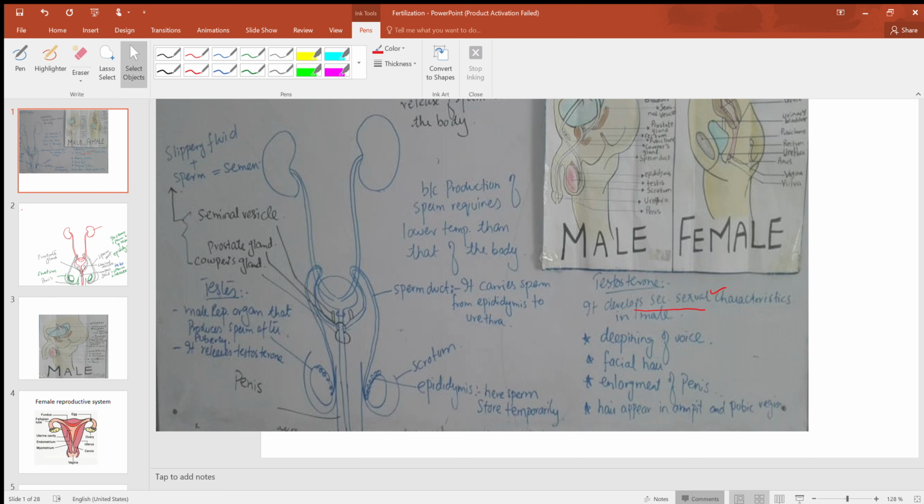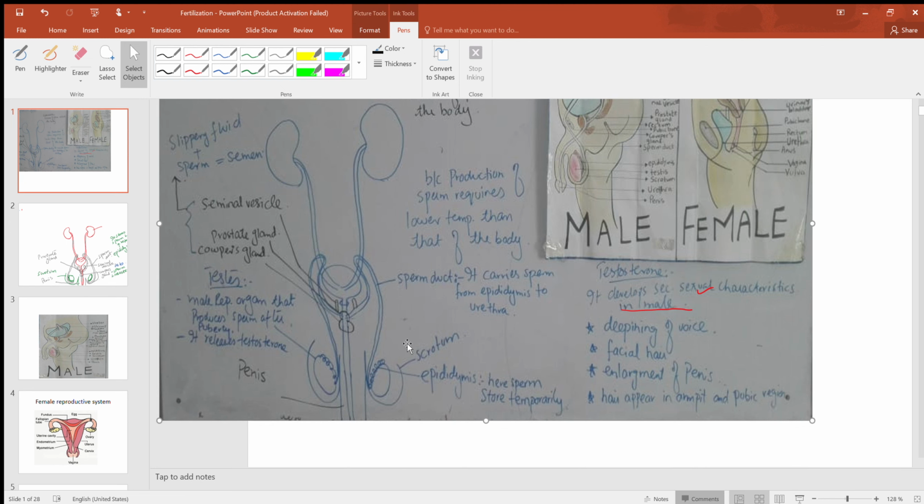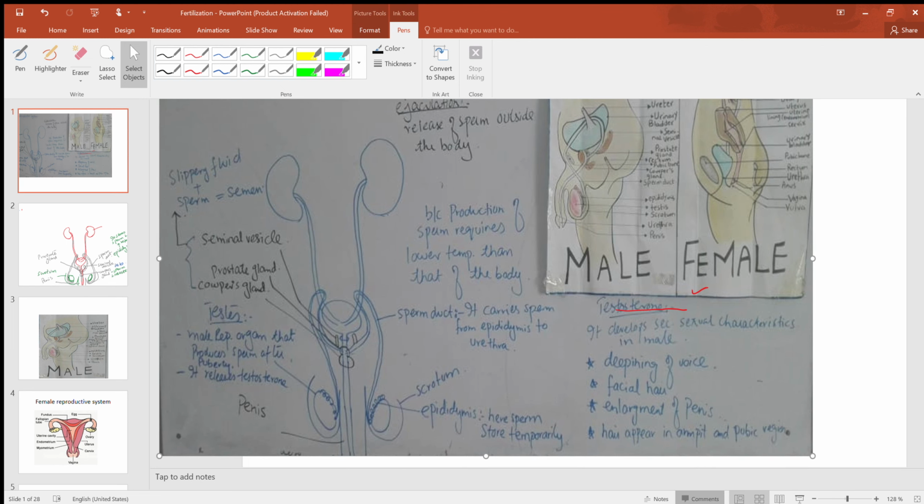Okay, so this is the structure of the male reproductive system. It consists of what? What is this structure? This is the testes. Now, what are the testes? The testes are part of the male reproductive system, and they produce sperm after puberty.